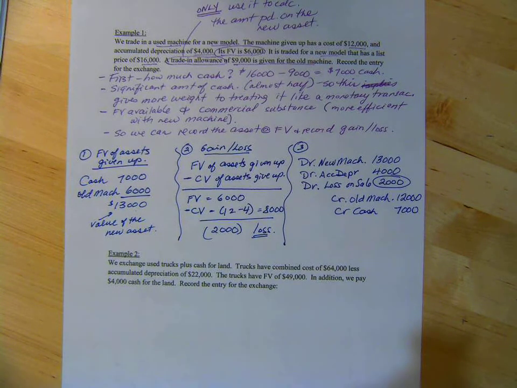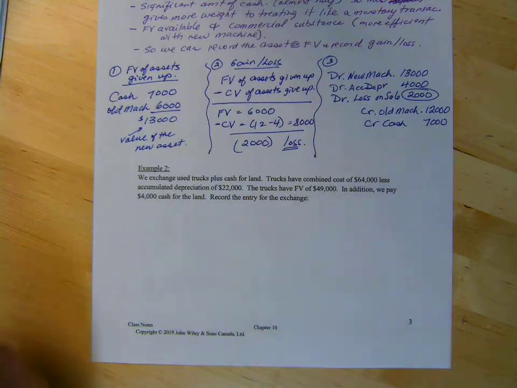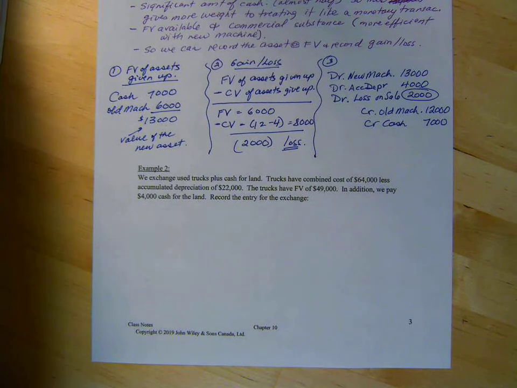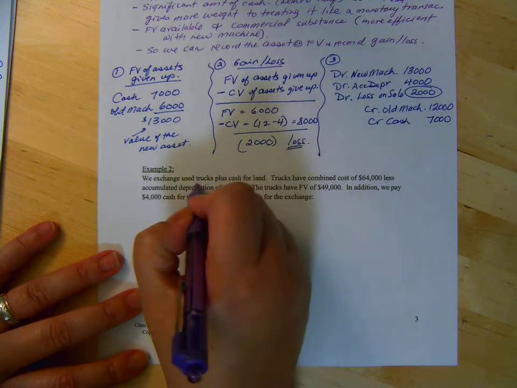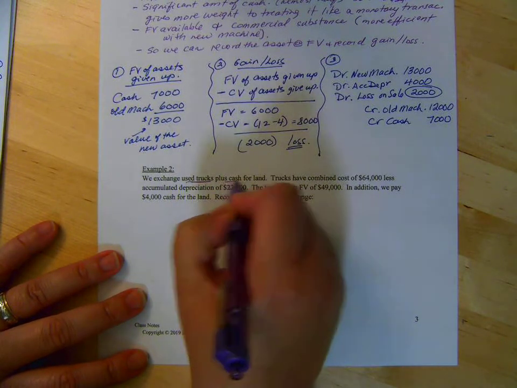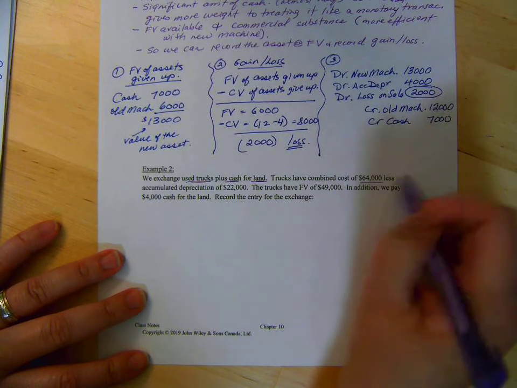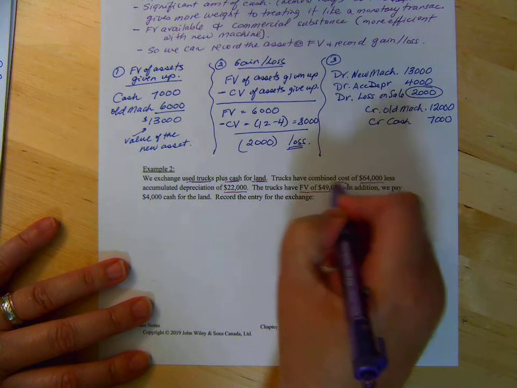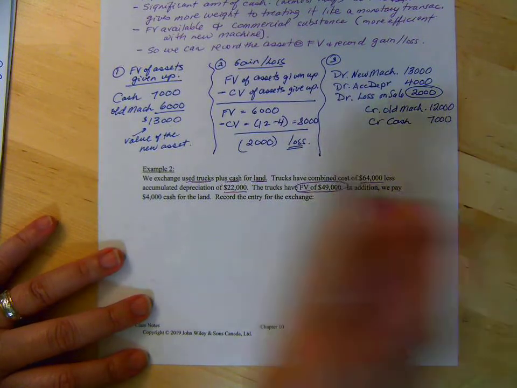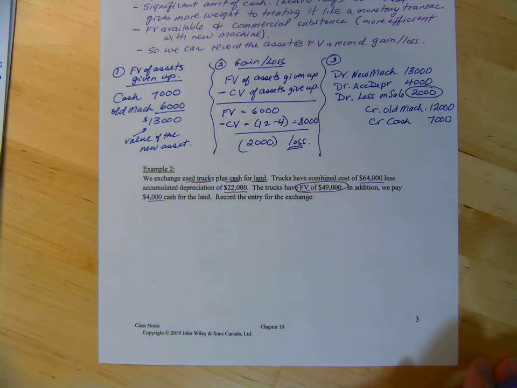Okay, so that was one example. Now let's do another one. So we exchanged used trucks plus cash for land. Trucks have a combined cost of $64,000 less accumulated depreciation of $22,000. Trucks have a fair value of $49,000, and we pay $4,000 cash. We want the entry for the exchange.